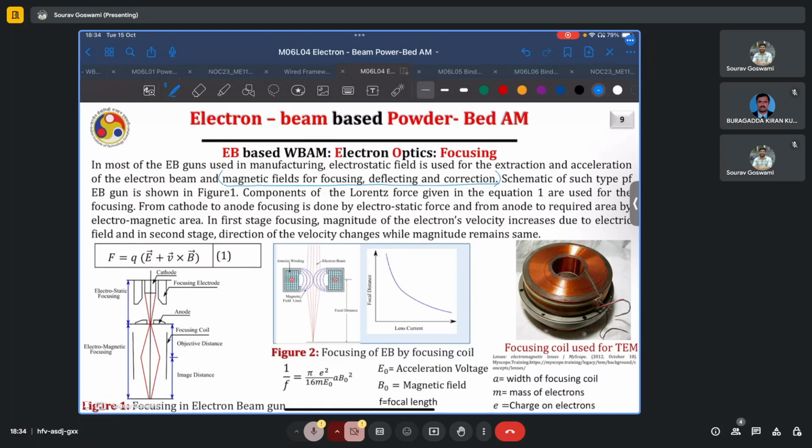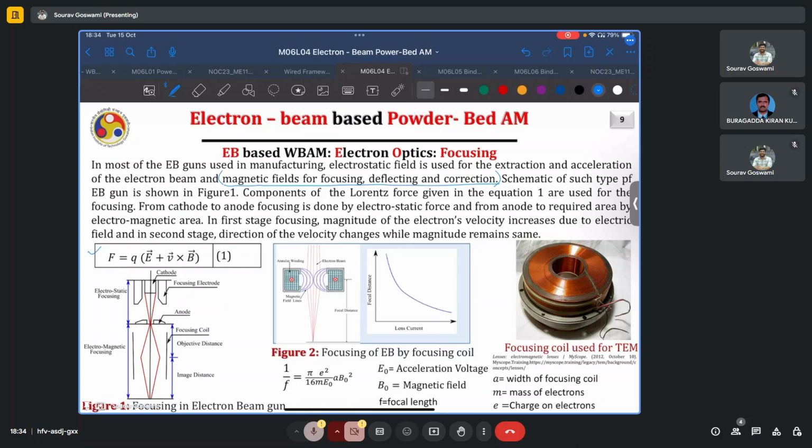While extracting the electrons from the target or from the cathode material is usually done under very high voltages, an electrostatic field is thus used. However, once these electrons are extracted and are freely available, to focus them into a beam and to deflect them all over the build chamber, we use magnetic fields. And equation 1 also defines these interactions.